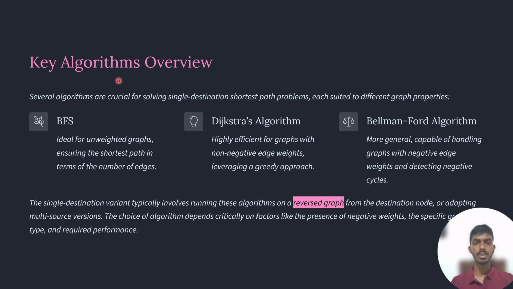To solve the single destination problem, we mainly use three algorithms on the reversed graph. They are BFS for unweighted or unit weight graphs, and also Dijkstra's for graphs with non-negative weights. They are most common in maps. And also the Bellman-Ford algorithm when there are negative weights or we need to detect a cycle. The right choice depends on your graph's properties. We will compare them soon.